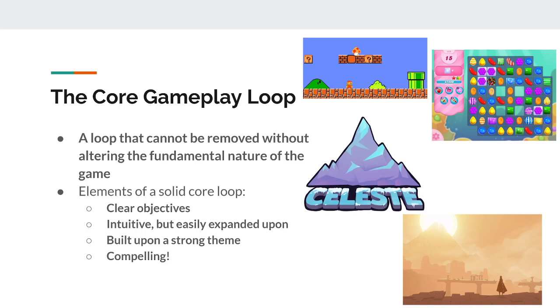And lastly, a good loop should be compelling. The core mechanic should fully engage the player, yet also challenge them. You want to keep their interest piqued for as long as possible. And just a note, these aren't strict rules or a checklist to making your game loop, they're just some guiding concepts to creating a strong loop.